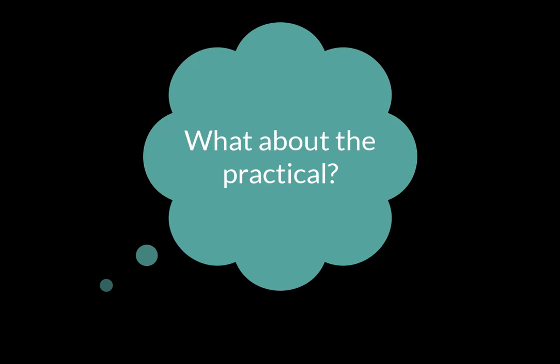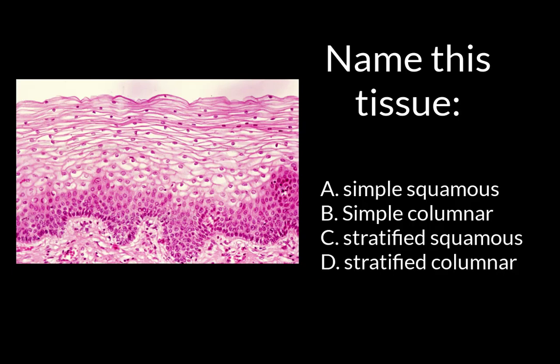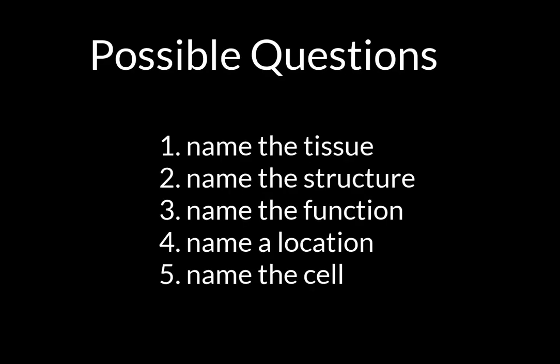I want to pause for a second and talk about the practical now that we've talked about a couple tissues. And so if I put a slide up like this, and it would have a multiple choice question like this, you should be able to answer that. You're going to get asked basically one of 5 questions. Name the tissue, name the structure, name the function, name the location, or name the cell if there is a cell involved. Not all the tissues have a cell you need to know.